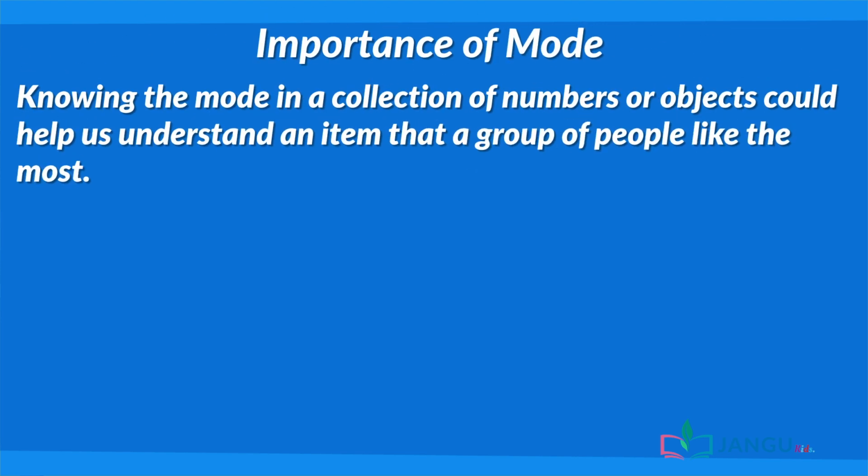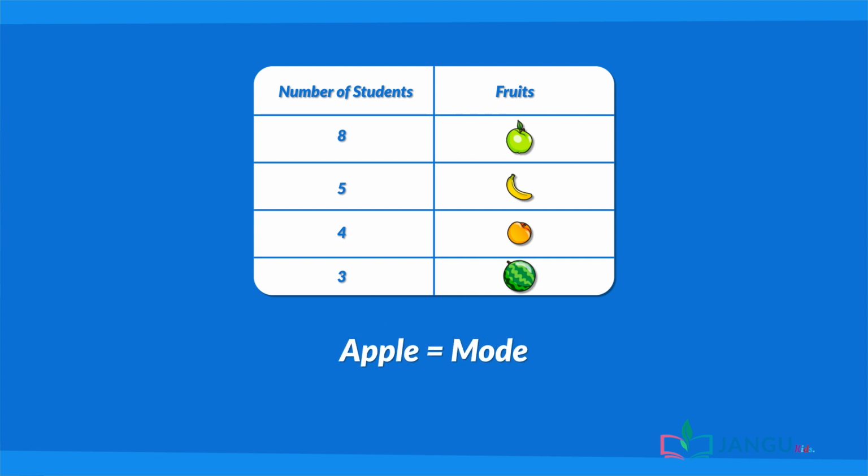Knowing the mode in the collection of numbers could help us understand an item that a group of people like the most. Now kids, let's try another example. If we collect the data of everyone's favorite fruit in a class of 20, the chart shows 8 people like apples, 5 people like bananas, 4 people like oranges, and 3 people like watermelons. Therefore, apple is the mode, as most people say it's their favorite fruit.